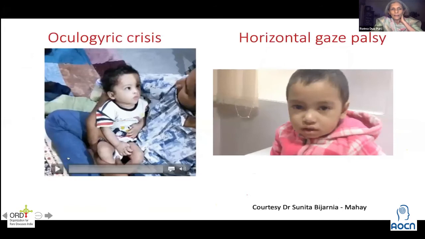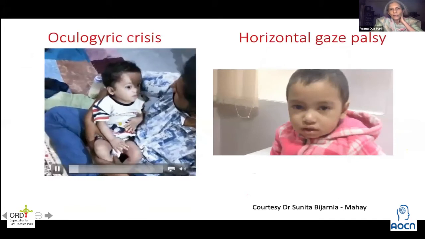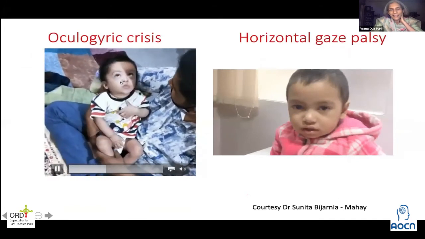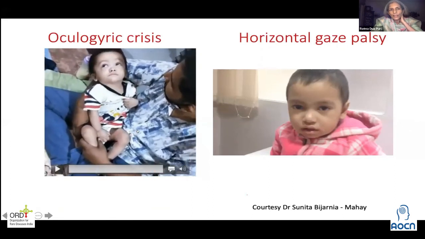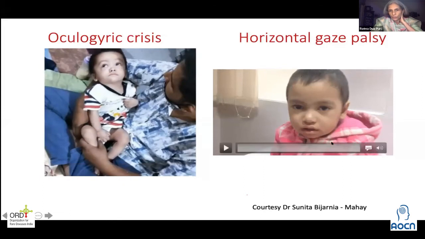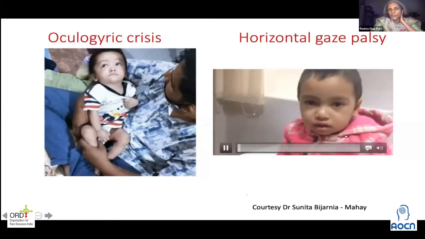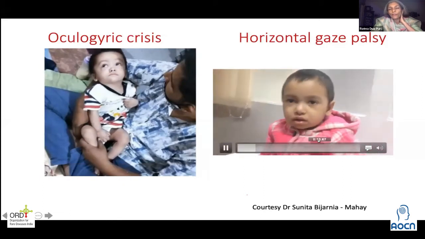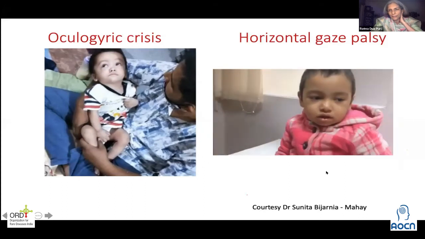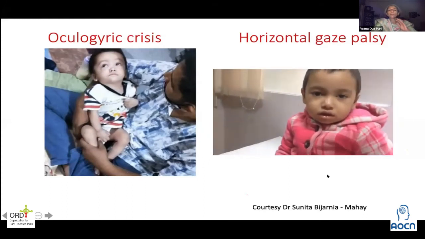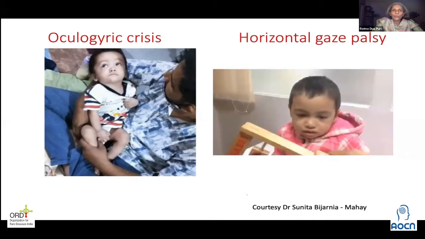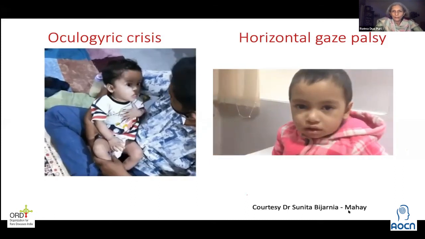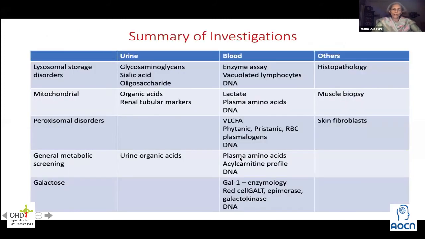And here we have a young child with an oculogyric crisis. And we are evaluating this child for a neurotransmitter disorder. And this is a patient with limitation of vertical saccades, and he has Niemann-Pick C disease. So it's actually looking at the eye which gives away your diagnosis.